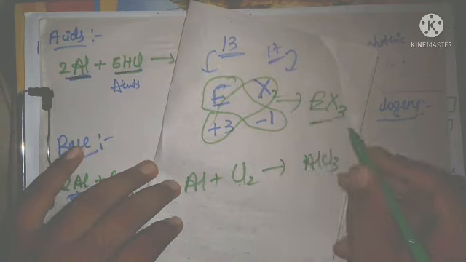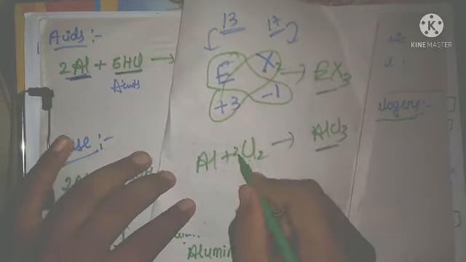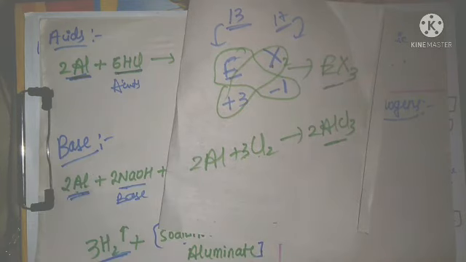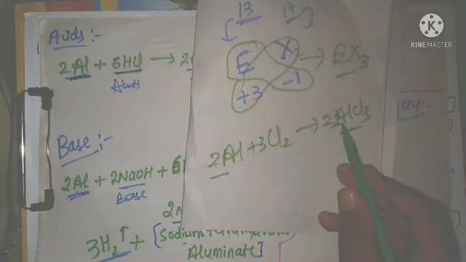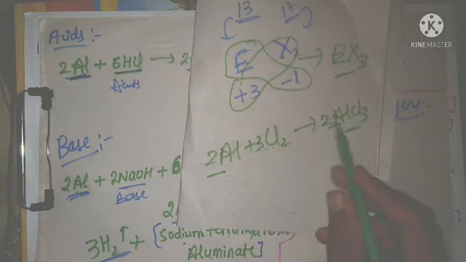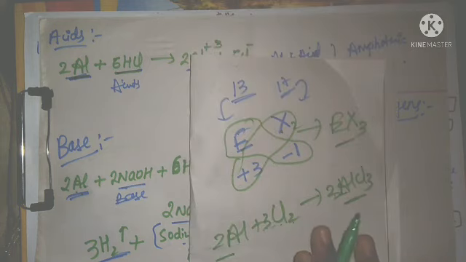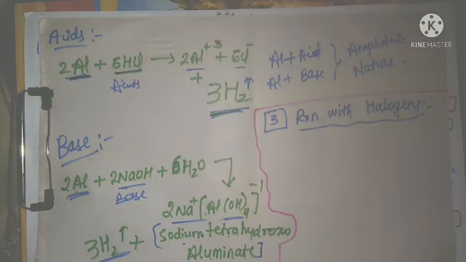The correct formula is EX3, therefore AlCl3. For balancing, you have to take 3 here, total 6 here, and 2 means 2 moles of Al, right? 2 Al atoms, total 6 Cl atoms. This is the reaction. In this way, the 13th group elements react with the halogens. I am only writing this generally.